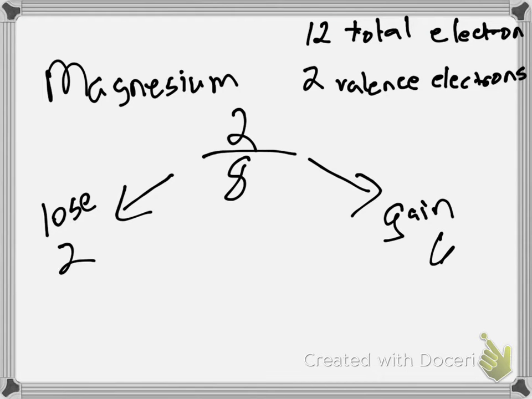To give away 2 than it is to go and find 6. Metals will always give away their valence electrons because it's much easier for them to give them away than it is for them to try to find them.